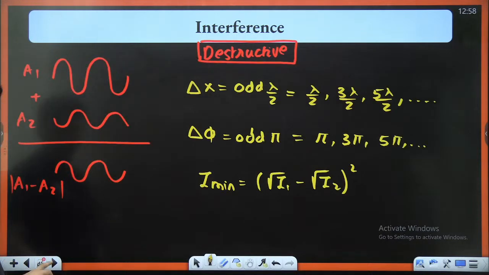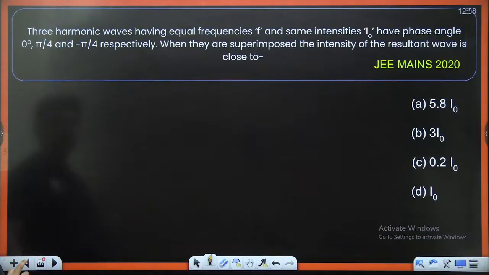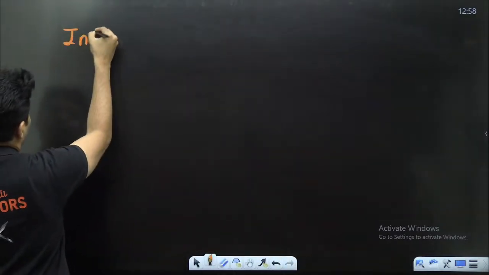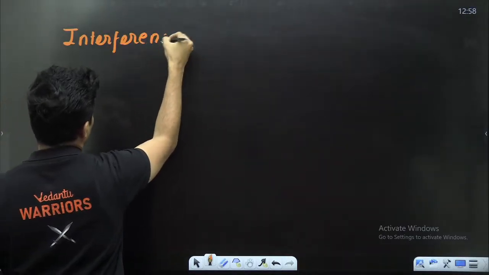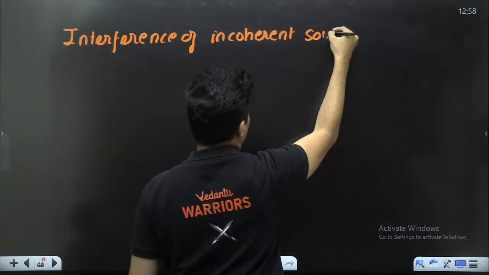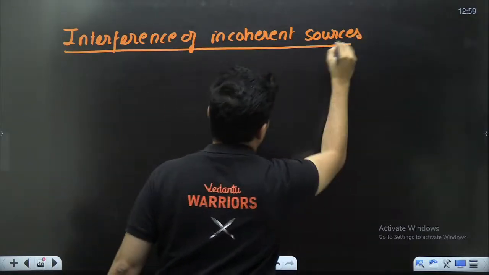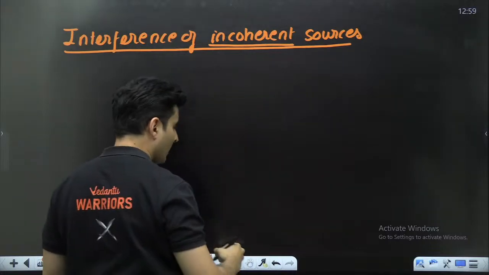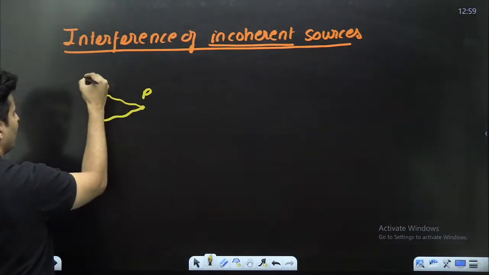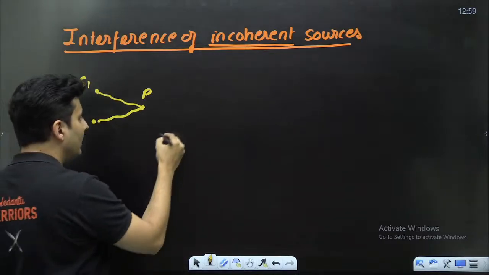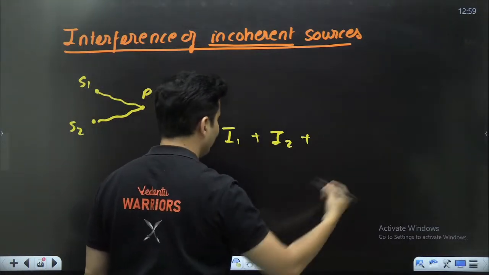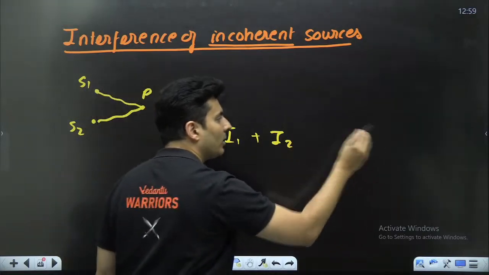Now, one important thing which many people do not know is, when you have incoherent sources, interference of incoherent sources. This part many people forget. When it is incoherent, then if there are multiple sources, S1, S2, etc., emitting sounds at this particular point, or it could be light also, then the intensity of the resultant is not I1 plus I2 plus 2 root I1 I2. It's just I1 plus I2. There is no cross term over here.